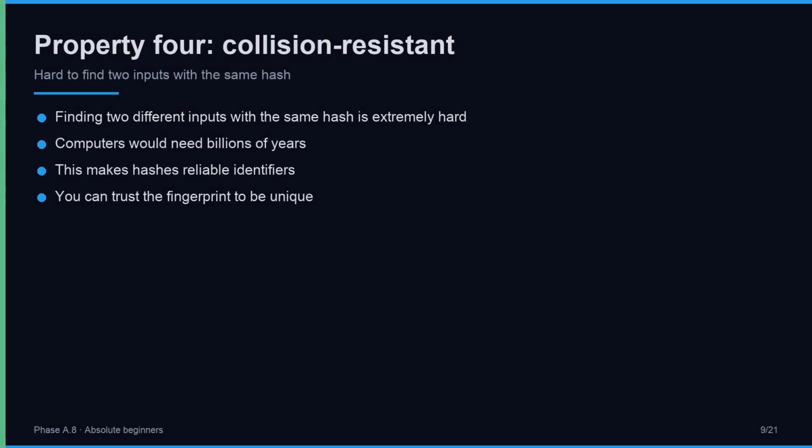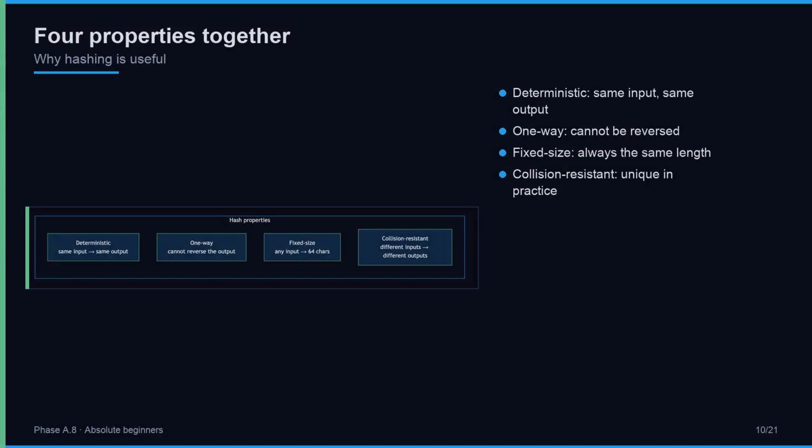The fourth property is collision resistance. It should be extremely hard to find 2 different inputs that produce the same hash. With a strong algorithm like SHA-256, finding a collision would take billions of years on the world's fastest computers. This is what lets you trust a hash as a unique identifier. If 2 hashes match, you can be confident the inputs match. If they differ, the inputs differ. Unique in practice.